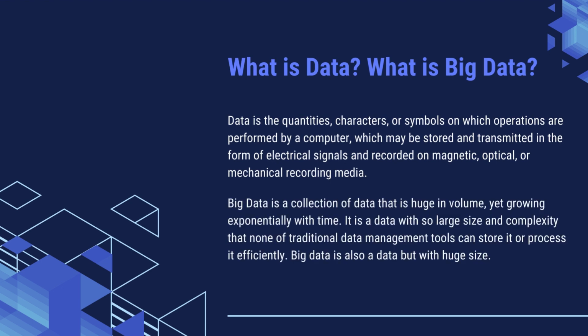So first, let's start with what is data and what is big data. Data is the quantities, characters, or symbols on which operations are performed by a computer, which may be stored and transmitted in the form of electrical signals and recorded on magnetic, optical, or mechanical recording media. And big data is a collection of data that is huge in volume, yet growing exponentially with time. It is a data with so large size and complexity that none of traditional data management tools can store it or process it efficiently. Big data is also a data, but with a huge size.